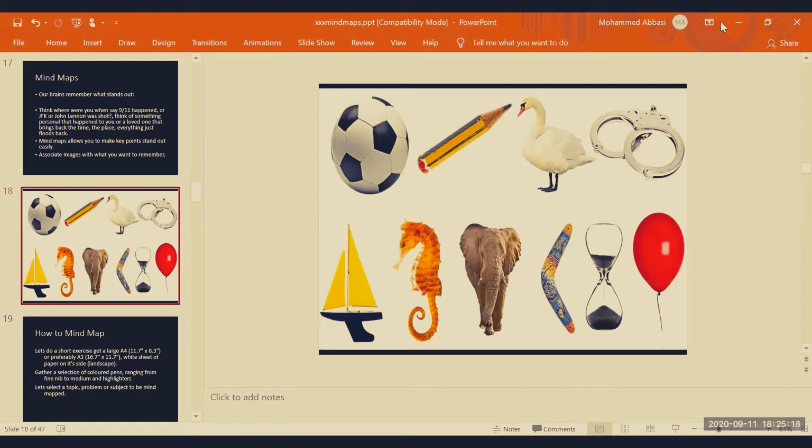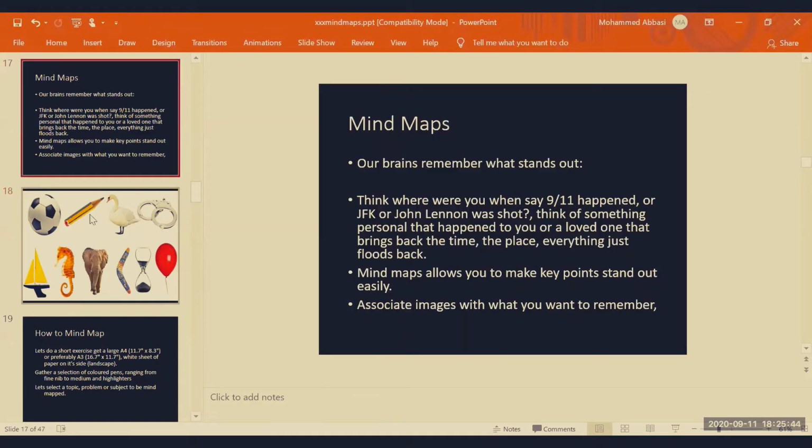Okay, football, pencil, swan, handcuffs, yacht, seahorse, elephant, boomerang, a sand timer, and a balloon. Now, how long would it take you to remember those? Did you remember these? How many? Maybe about half, maybe 3 or 4. Let me show you how easy it is to remember.